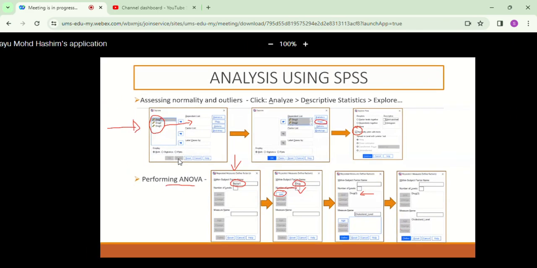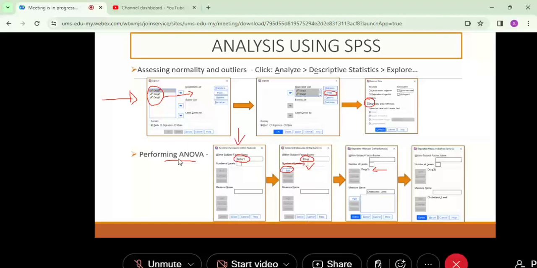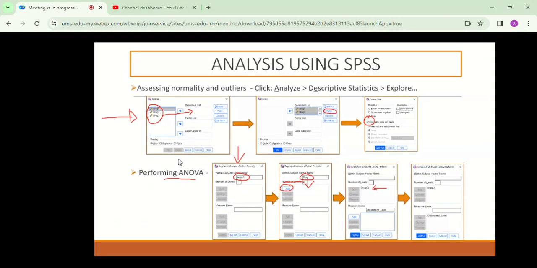And then after that, I need to declare the measure name. The measure name means the dependent variable. The dependent variable is the cholesterol level. So I declare the measure name as cholesterol level, and then I click the add button, and it will go to the second box here.